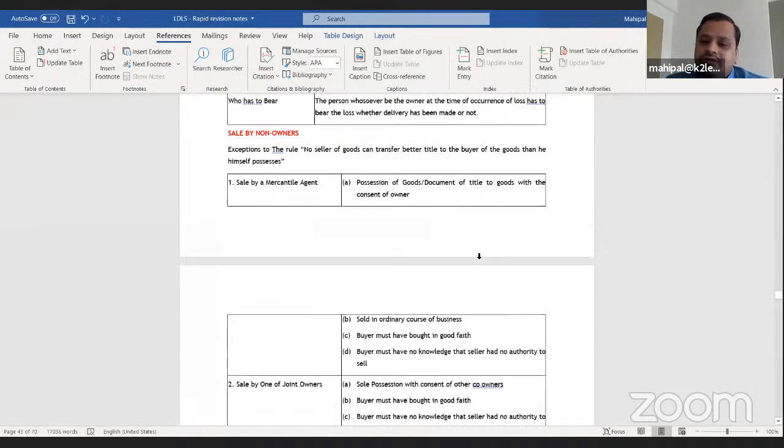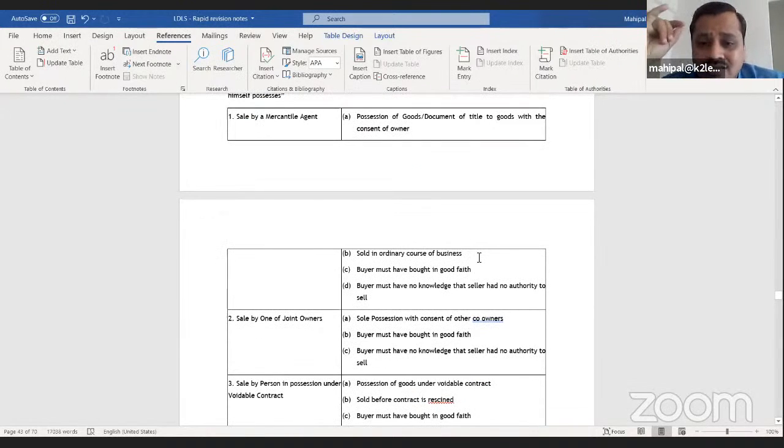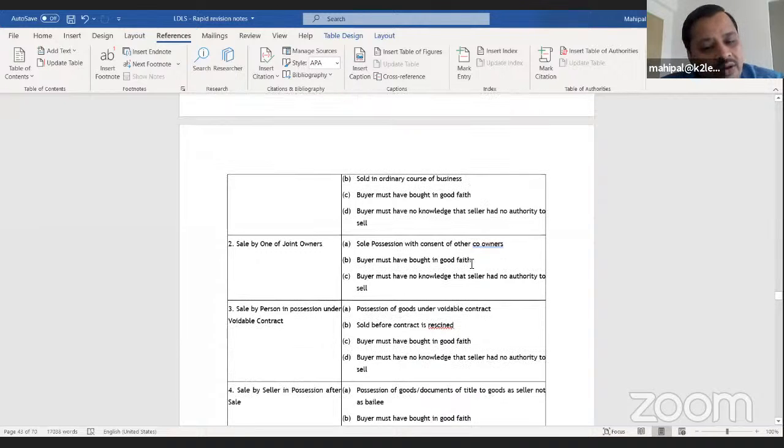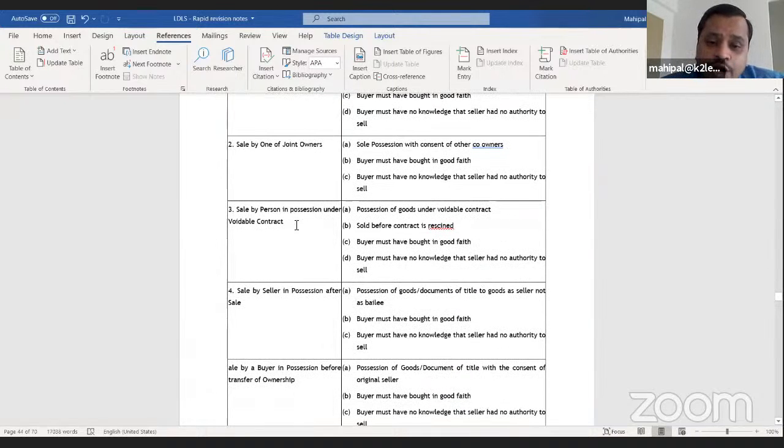Sale by mercantile agent, provided he has sold the goods with a valid document. It is done in the ordinary course of business. It must be done in good faith, and the buyer should not have knowledge of the default authority of the seller. Joint owner, he is in possession as the joint owner. A person having possession under a voidable contract. This sale must happen before the contract is rescinded. The buyer must have got it in good faith and should not have knowledge. See, these last two points, the buyer should act in good faith and must not have the knowledge that the seller does not have authority to sell, are common in every aspect.